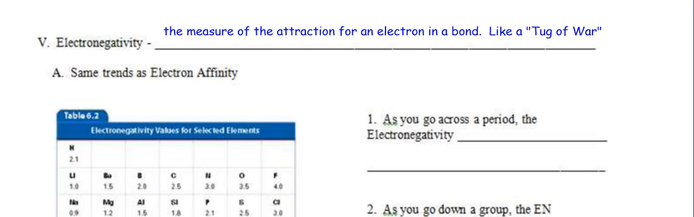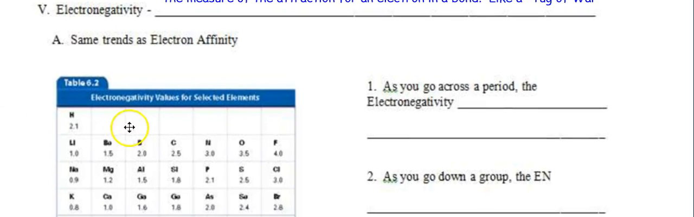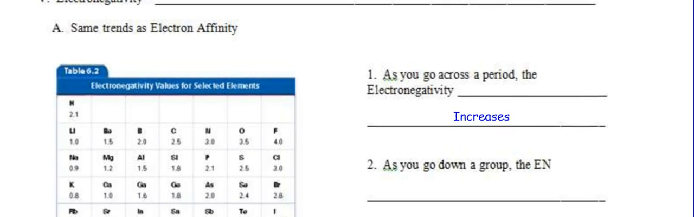Okay, so as I go across a period, what's happening to electronegativity? Well, here's lithium, beryllium, boron. I think we can see they're all going up, aren't they? So as you go across each period, yes, they're going up, all right? So as you go down the group, what's happening? 2.1, 1.0, 0.9, 0.8, they're going down, aren't they? All right. So what do you notice here?